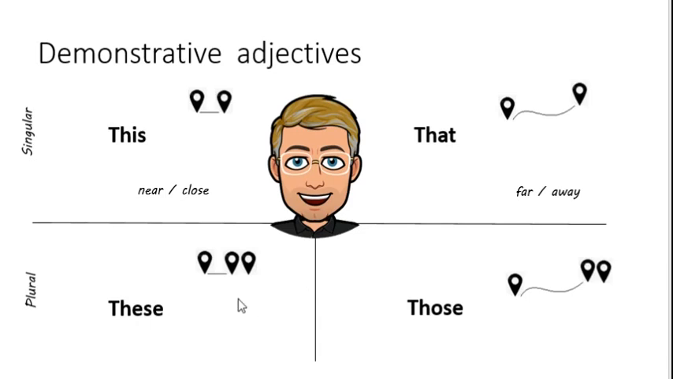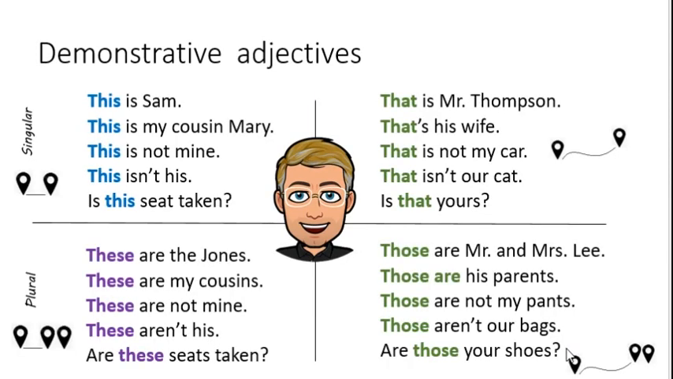So again, if you're standing next to two people or two objects, two things, you will say these. If you are far away, if you are a few feet away, maybe 10 feet or more than that, then you would say those. Let's look at some examples.